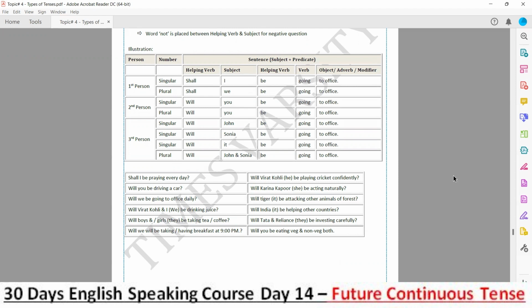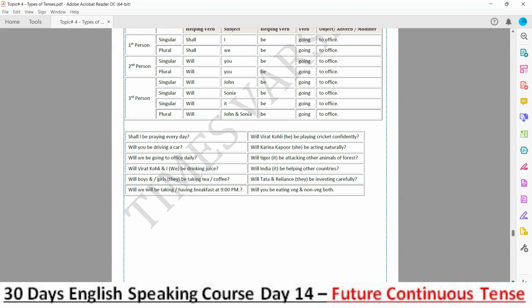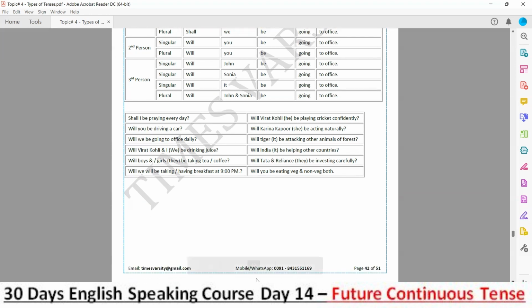Let's say some more things. Will you be eating veg and non-veg both? For example, let's say one of your friends is going to Hyderabad, and you will be asking him, will you be eating, because he's planning to go there, and which is in future. So for future, you are asking, will you be eating veg and non-veg both? So let's make sentences by using simple question, by using helping verb, right?